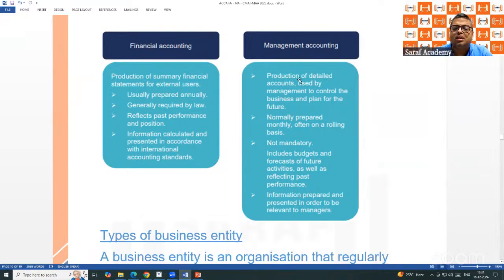Management accounting is the production of detailed accounts used by management to control the business. Normally prepared monthly. There is no rule. Here it is prepared annually. Here it is normally prepared monthly or even earlier. Not mandatory, but financial accounting is mandatory. It includes budgets and forecasts, as well as reflecting past performance. Information is prepared and presented in order to be relevant to the users.